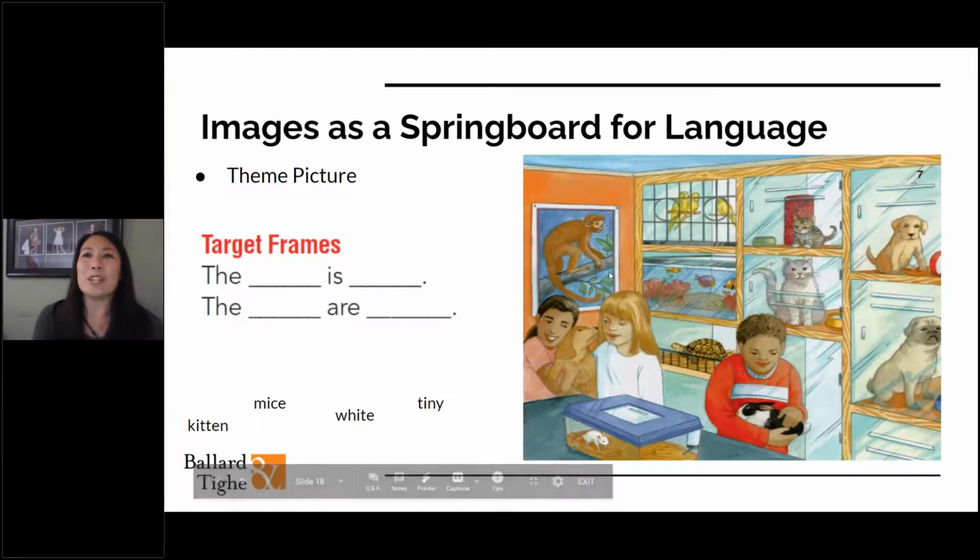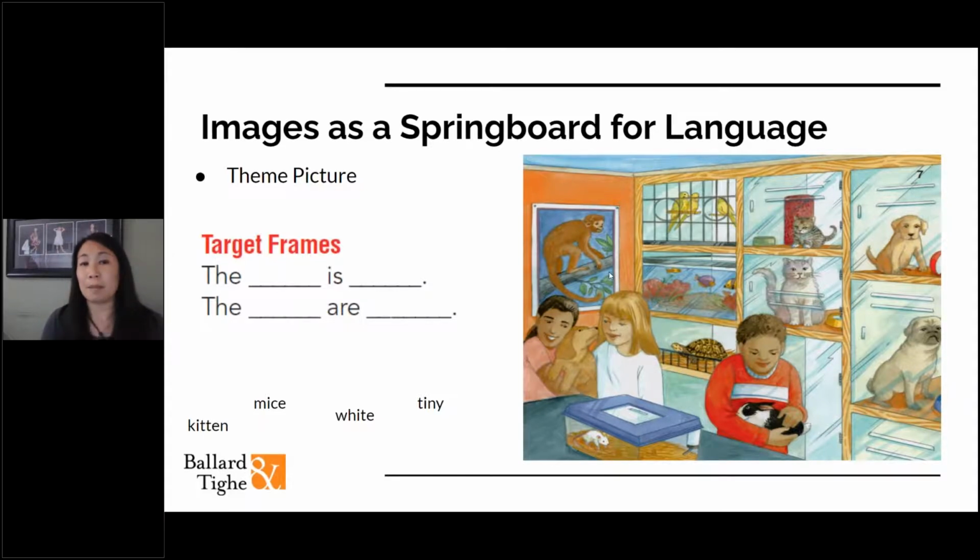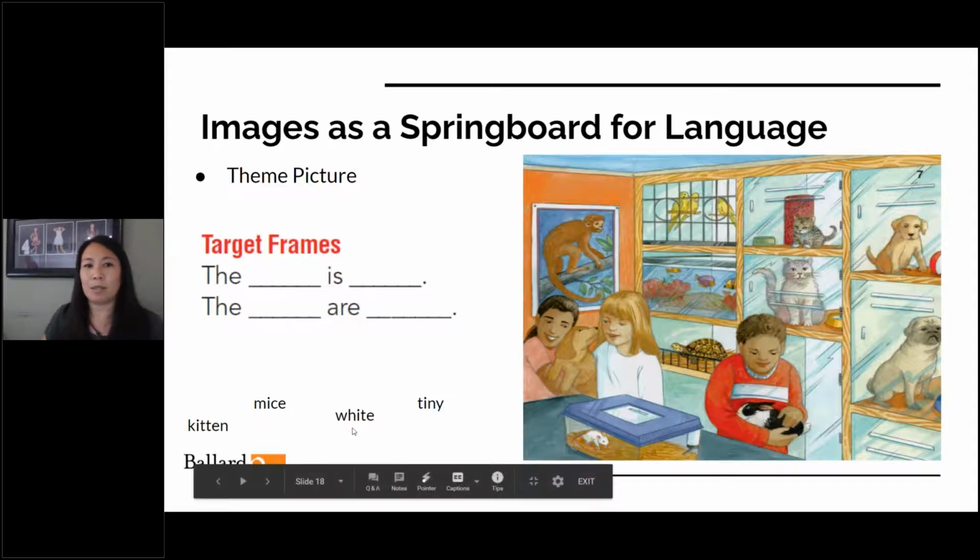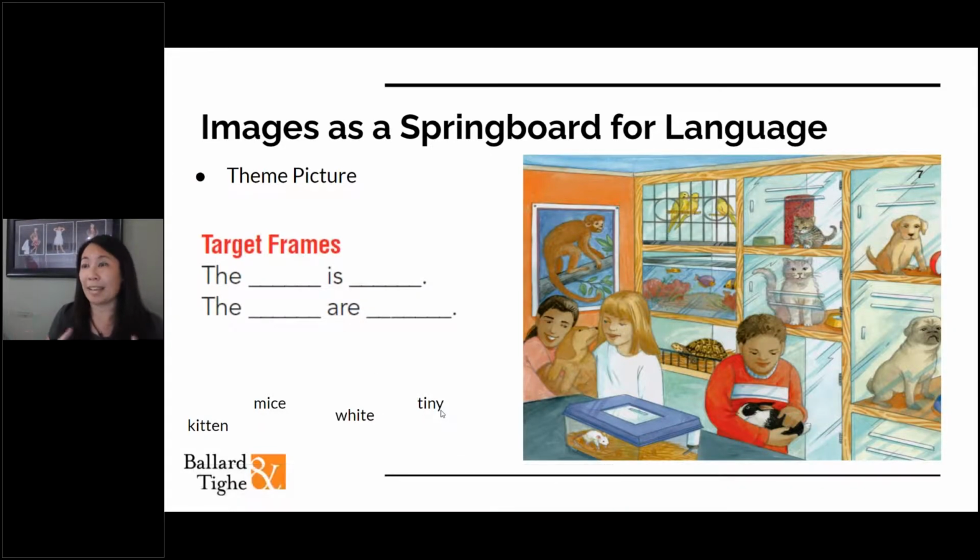All right. So moving on to using images, like a larger image, not just a single item, as a springboard for language, we are going to talk a little bit about this image here. So we could do something here where we have kitten, mice, white, and tiny as a word bank. I could help my lower levels by giving them a word bank. My higher levels probably no word bank. And then later, I could just tell them to write as many sentences as they can from this.